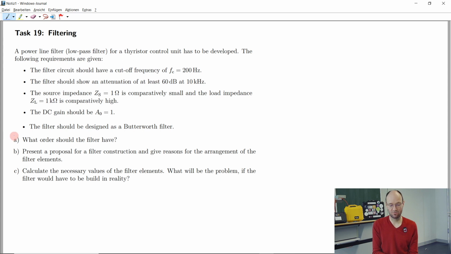And so now the first question that we need to solve is, what order should this filter have? And then the order also tells us how many reactive elements we need in this filter. And so, for this task A, what ideas do you have to calculate what should be the order of the filter?